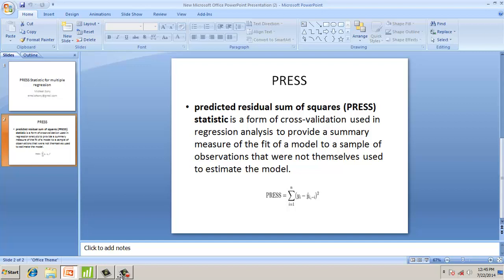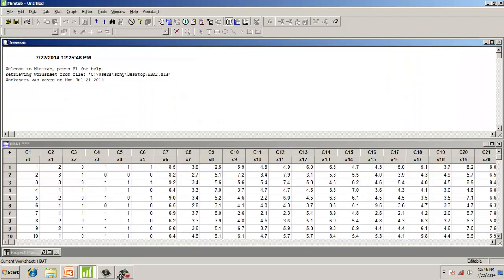The PRESS statistic is used to calculate the R predicted, which measures the predictive capacity of the model. Conventionally, SPSS does not calculate PRESS. Software like Minitab can calculate this statistic easily. In this demonstration, we use the software Minitab. I have already loaded the data here.